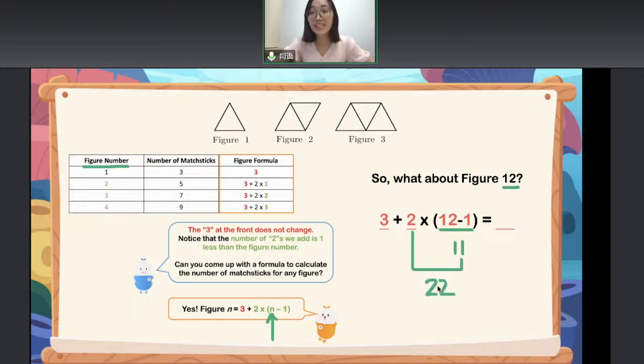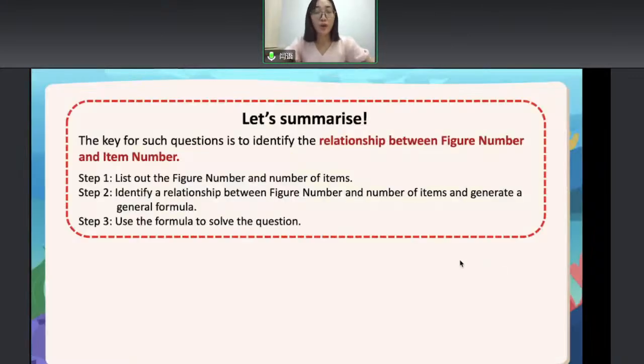Okay, and for the last step, you need to do the addition part. That is 3 plus 22. So what is the final answer? The answer should be 25. Okay, is it clear? So now let's have a quick summary. When it comes to some completed figure pattern question, what should we do? Basically, there are 3 key steps.